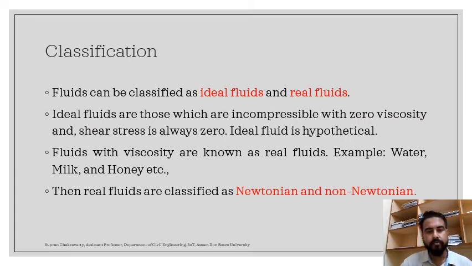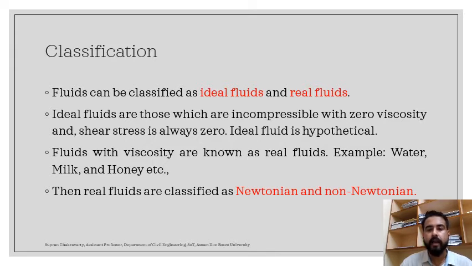Classification. So fluids. There are two types of fluid in particular. One is ideal and one is real. Ideal fluids do not exist in nature. You will not find ideal fluid anywhere in the world, but this is just an assumption to make our analysis simple. So ideal fluids are those which are incompressible with zero viscosity and shear stress is always zero.